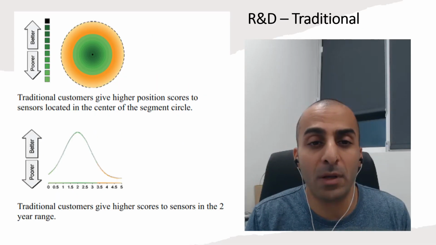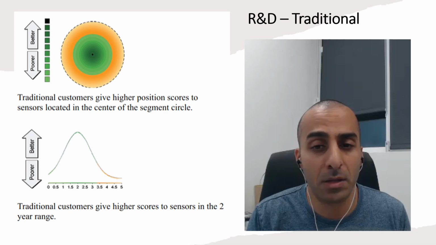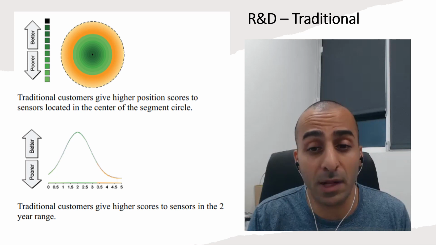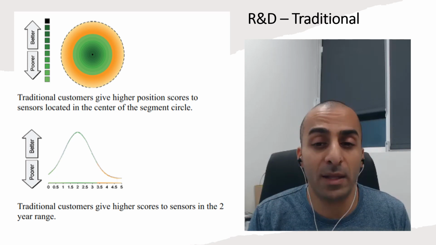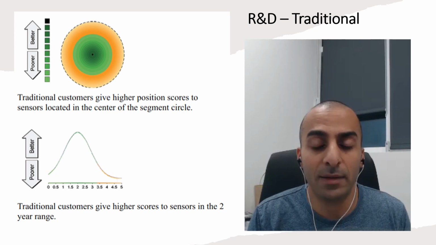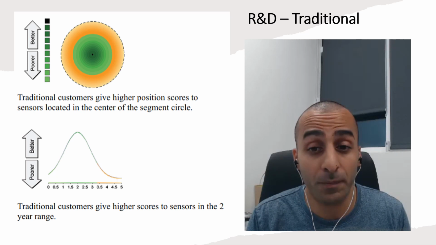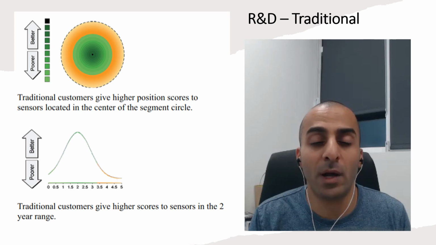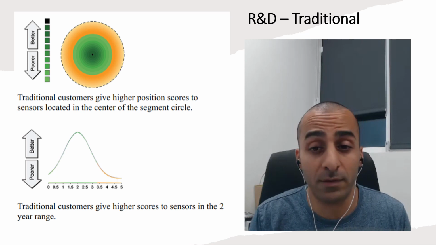In this slide, we can see visually how the position and the age affect customer satisfaction. Whenever we are in the center of the circle, which is the ideal position, we get the maximum score. When we get far from the center, according to the colors, we get a lesser score. And same for the age. We get the maximum score at the 2-year mark, and satisfaction drops when we are either below or above it.